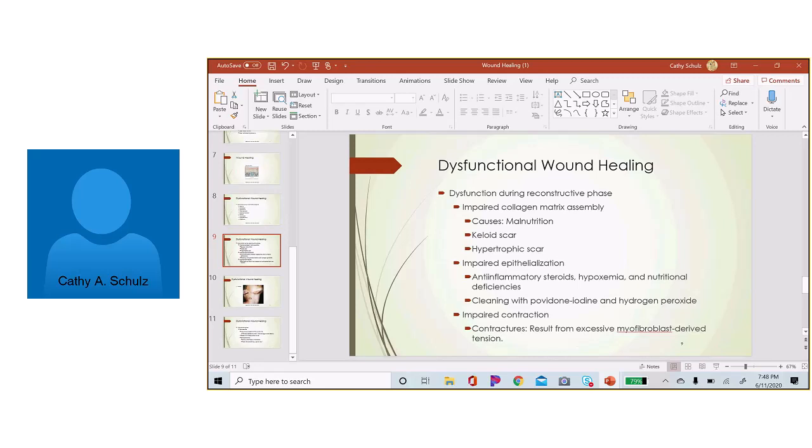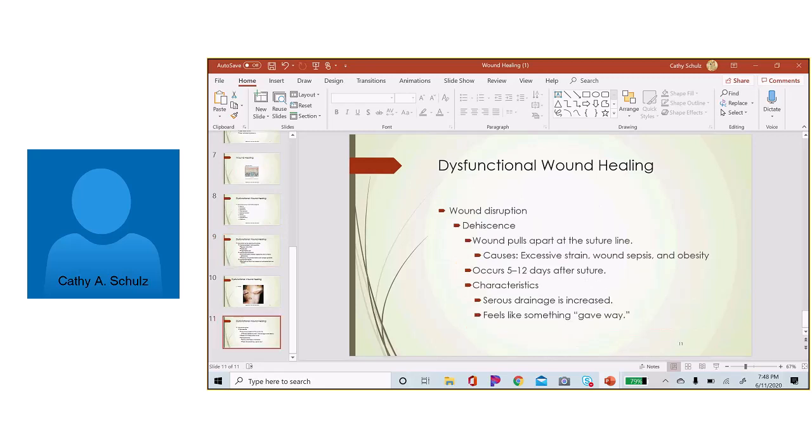Sometimes people can't get epithelial cells to grow in, and these are some incidences that can decrease the amount of epithelialization. And then some people have impaired contraction. They might actually have too much tension on the wound and end up with scar deformities. And then, of course, a wound could be disrupted as well and give way.